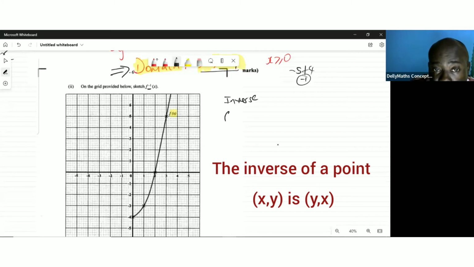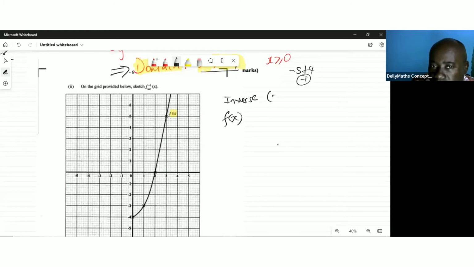So if you have a function, the inverse of the function is like the y-intercept becomes the x-intercept and the x-intercept becomes the y-intercept. It's like things just flip around. But an easier way to look at it is that inverse of a point means the x and the y switch. We can utilize this to get the inverse, because the inverse of a point switches. So if you have an inverse function, then the points will be inverse of each other.